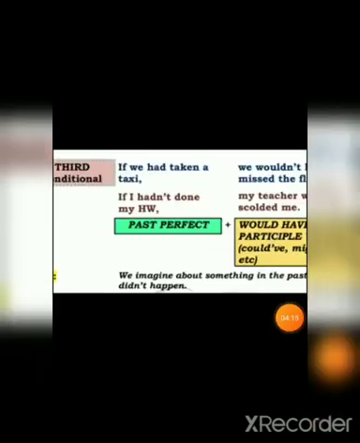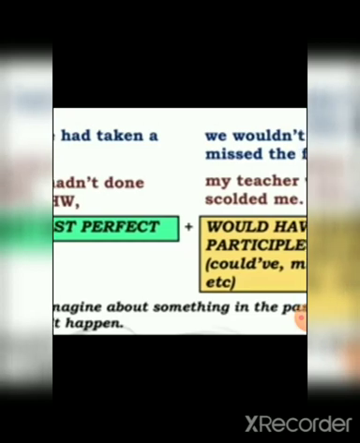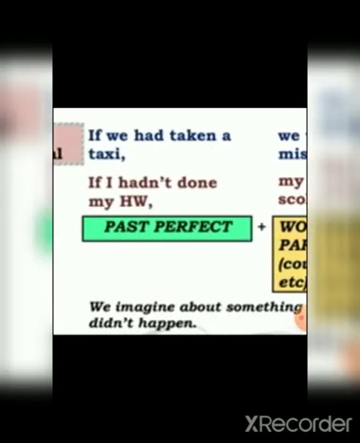The next one is third conditional. Third conditional is unfulfilled or impossible. See, we imagine something in the past that didn't happen. Example, if we had taken a taxi, what will be the result? So in third conditional we must use the verb in past perfect. What is the past perfect form of a verb? Had plus V3, had taken.